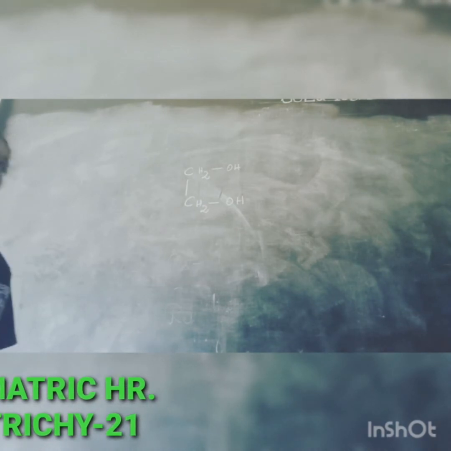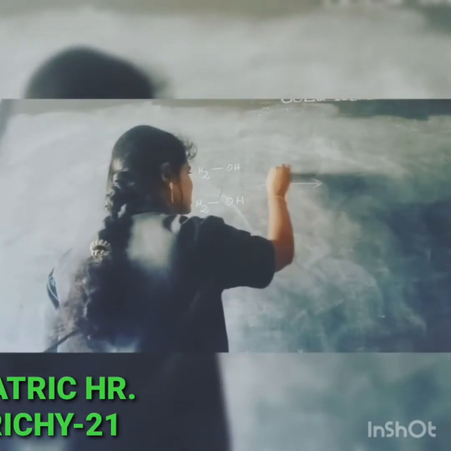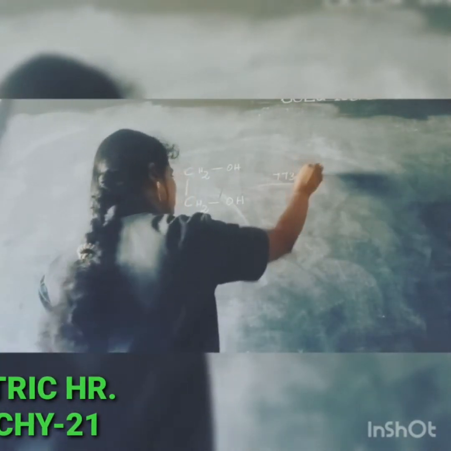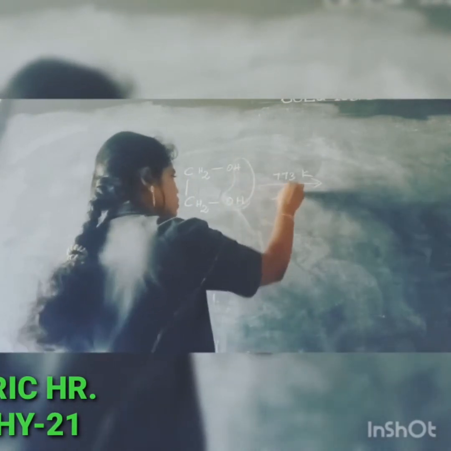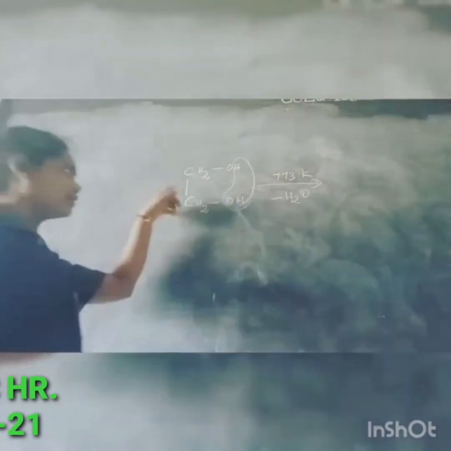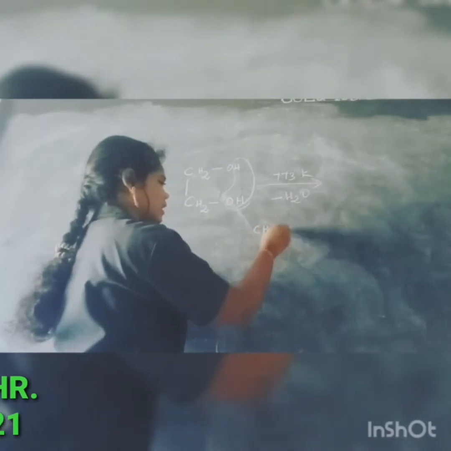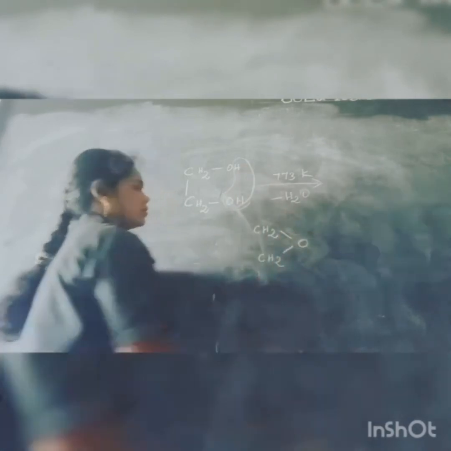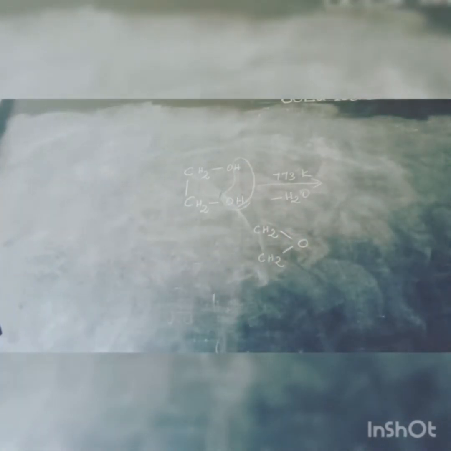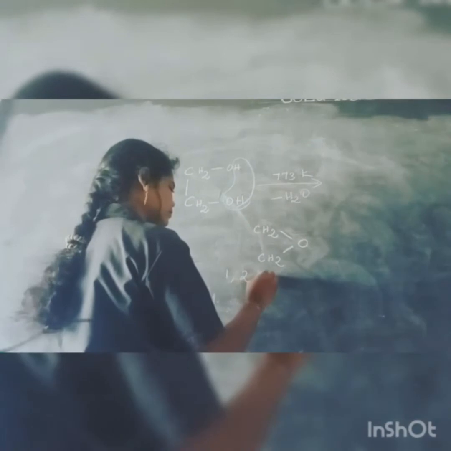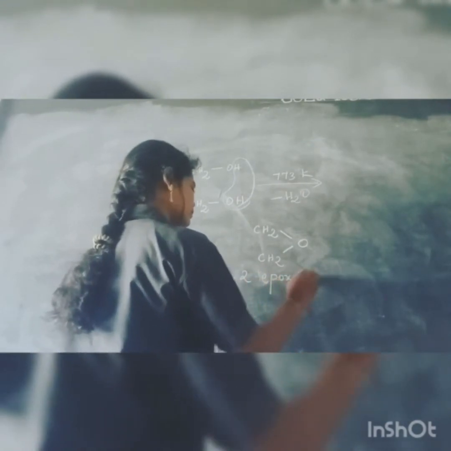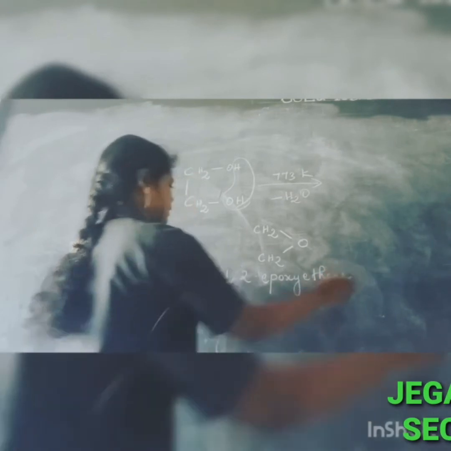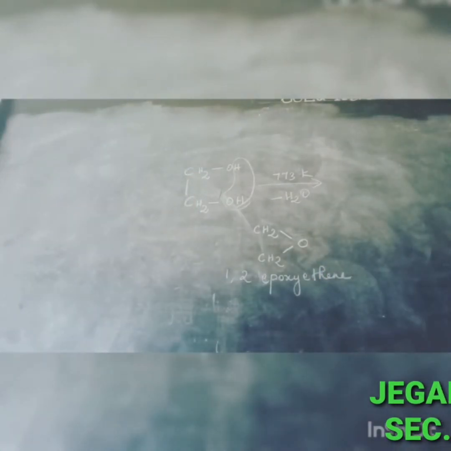Heating at 773 Kelvin, here we remove one water, minus H2O. So what is remaining? Here CH2 and here also CH2, joined through oxygen. So this is known as 1,2 epoxyethane, and another name is oxirane.